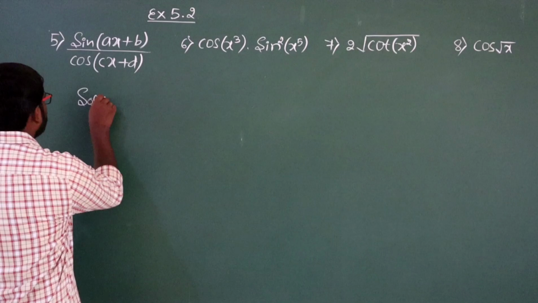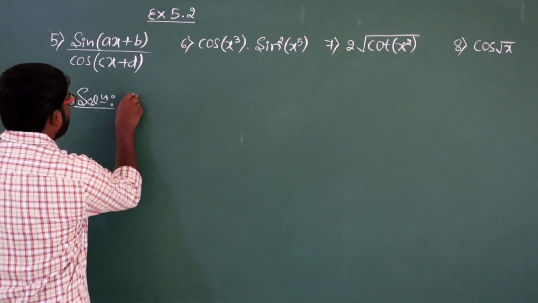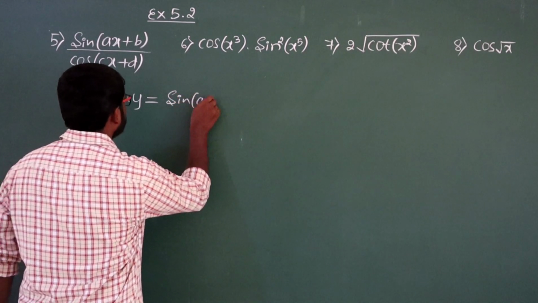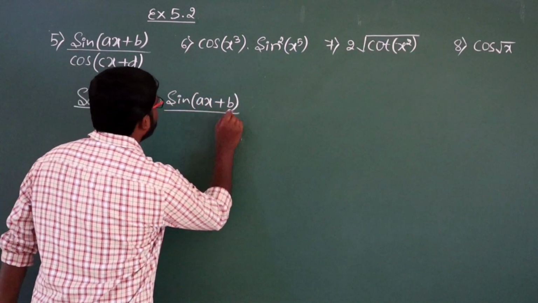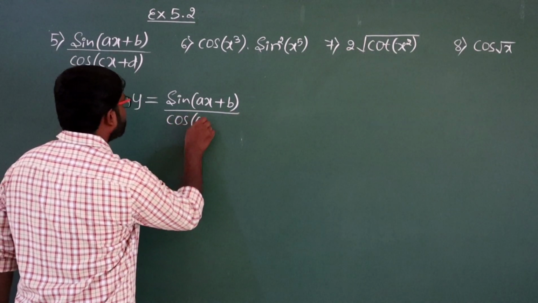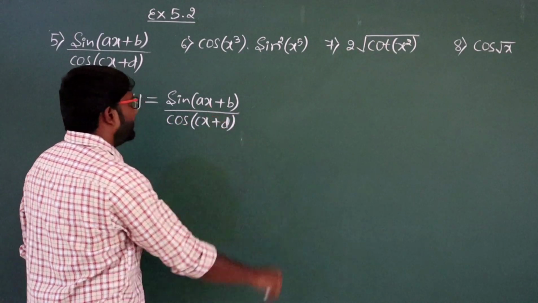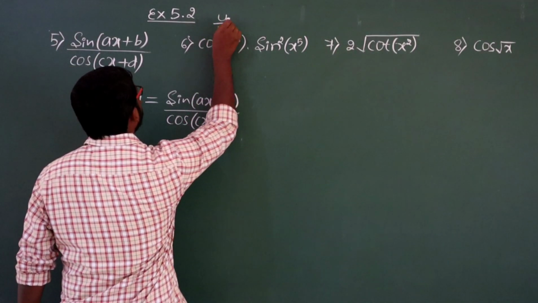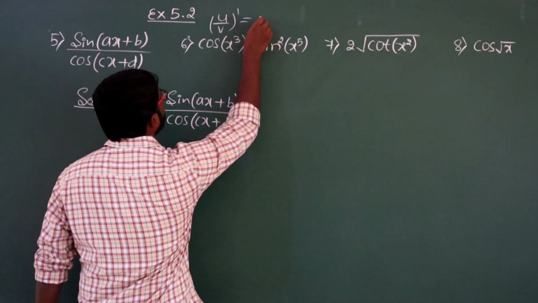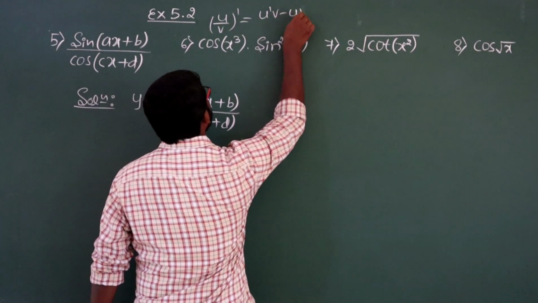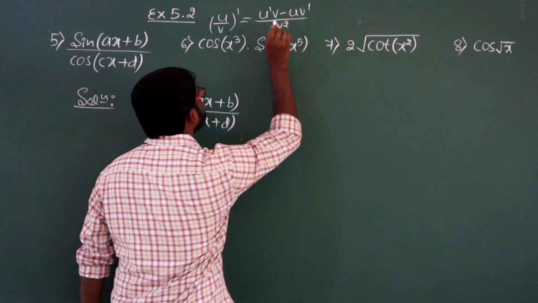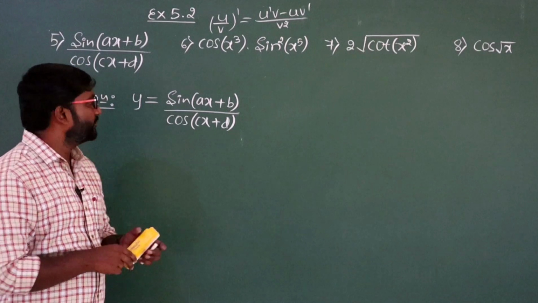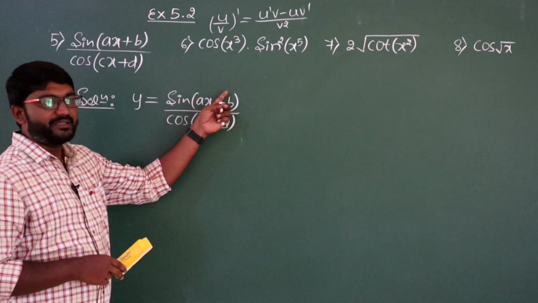I will be taking this as y, which is equal to sin of ax plus b divided by cos of cx plus d. So we know the formula: (u/v)' is equal to u'v minus uv' divided by v square. Now we will have to take the derivative of the numerator by making use of the chain rule. What is the derivative of sin of ax plus b?